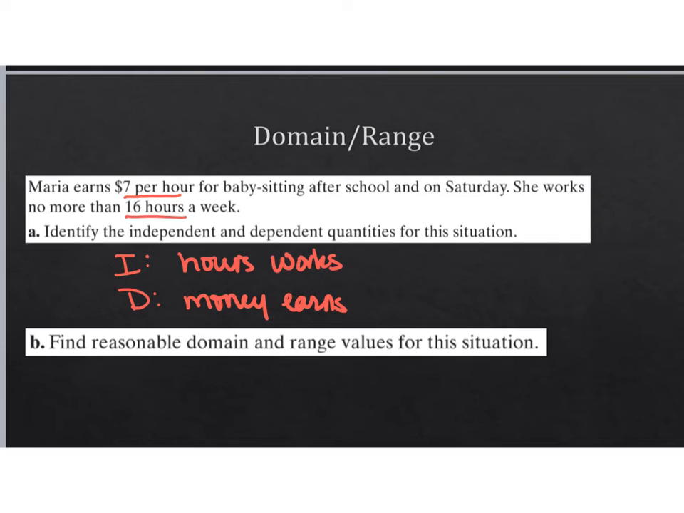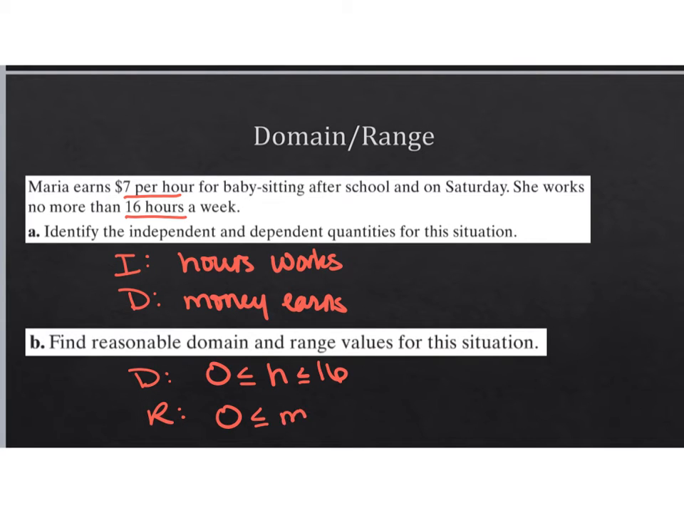So part B says find a reasonable domain and range. Okay, well, her domain says that she can work no more than 16 hours. So we can know that she can't work a negative amount of hours, so she has to work between 0 hours and 16 hours. And so that means that her range then is going to be, if she works 0 hours, she's going to earn $0.